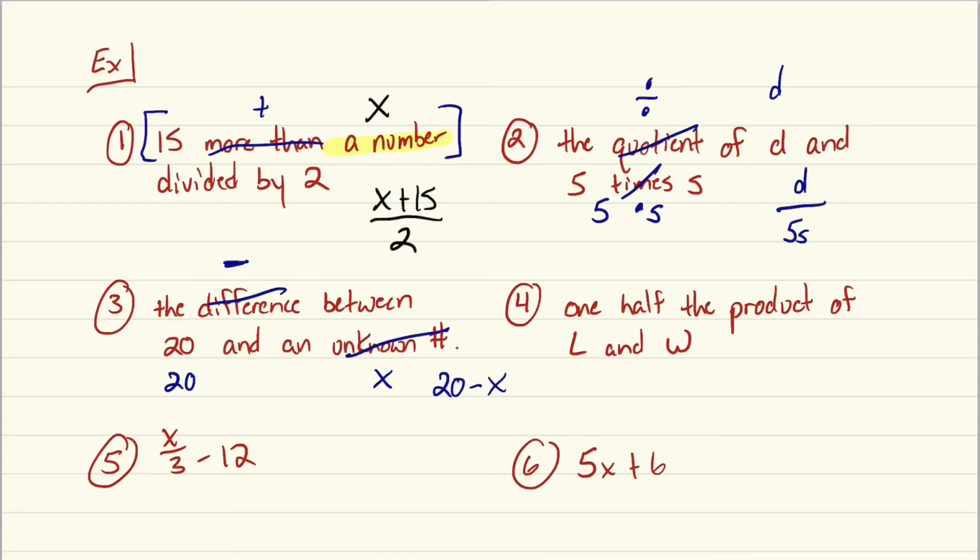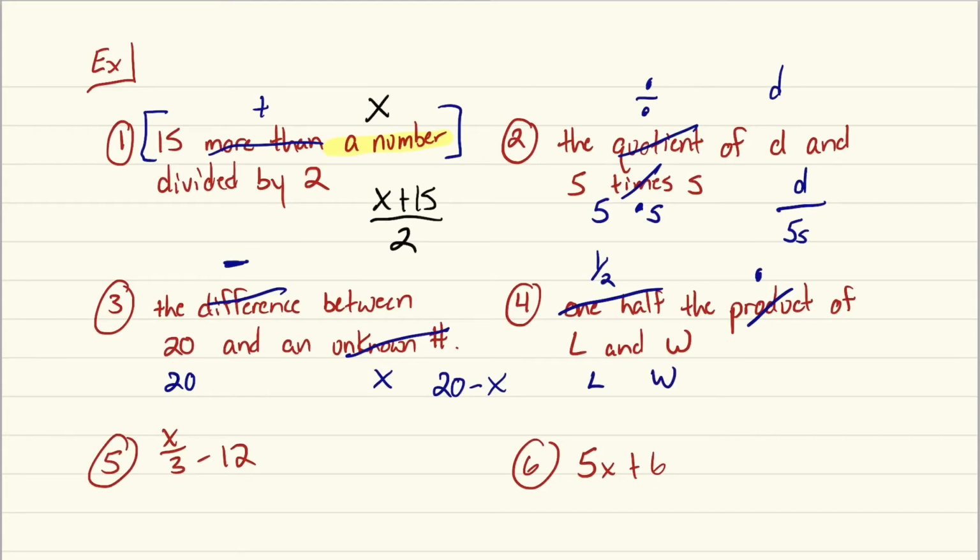Moving on to example 4. Example 4 says 1/2 the product of L and W. So we start by looking through that again. 1/2 the product of L and W. So the first thing I see is 1/2, which is just a half. Product, that means multiplication. L and W are our 2 variables here.